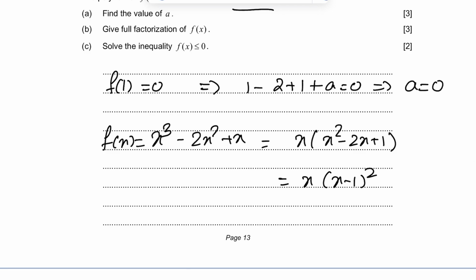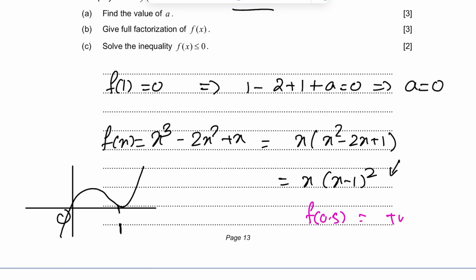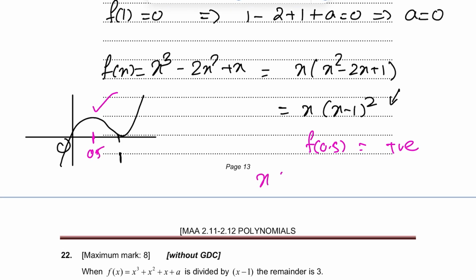Now solve the inequality. First draw the graph. What are the roots? 0 and 1. At 1 it bounces because it is a whole square. Now I want it less than or equal to 0. When I plug in 0.5, I can see I'm getting a positive answer. 0.5 is over here, positive means this is going to be the graph. Now when it is less than or equal to 0, x is less than or equal to 0 or x equals 1.